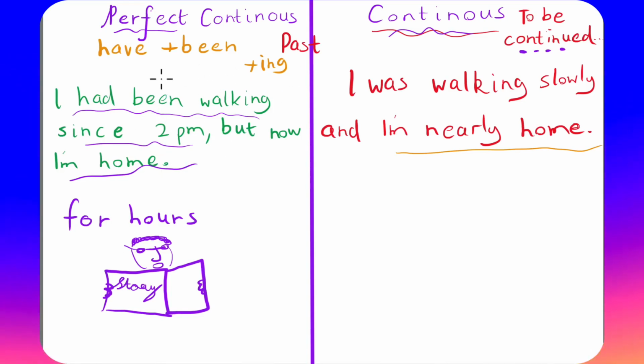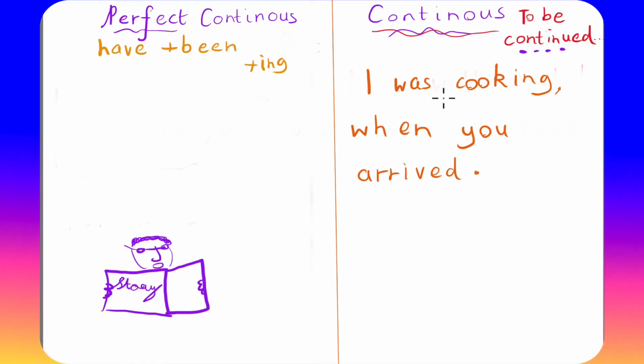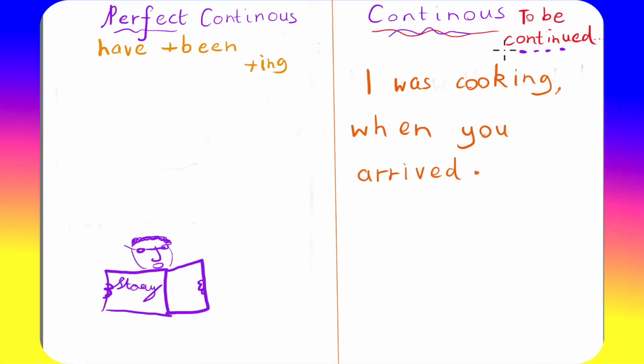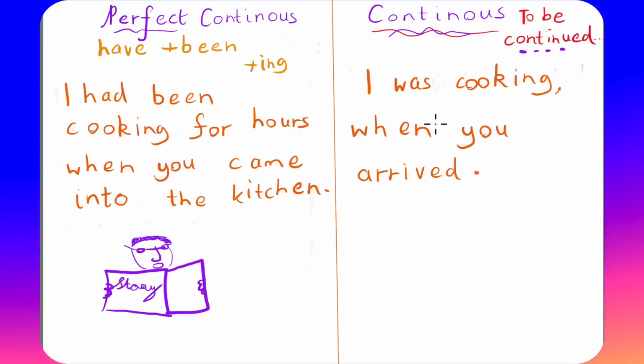Let's observe another sentence where we convert perfect continuous to continuous. I was cooking when you arrived. Let's convert this continuous past tense into a perfect continuous tense. Here we have more of a story again. I was cooking when you arrived. Not as much of a story.